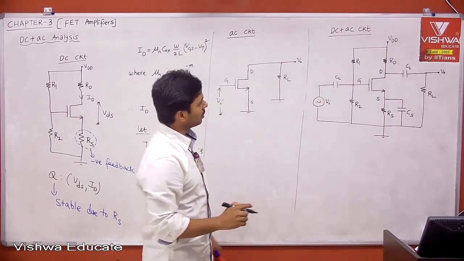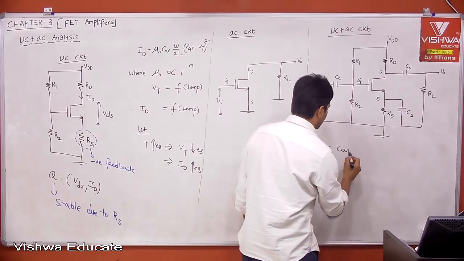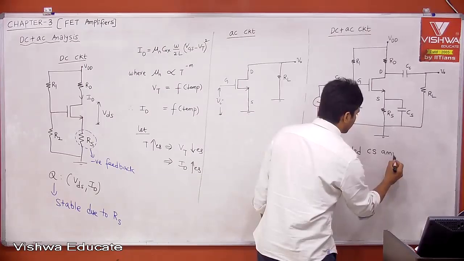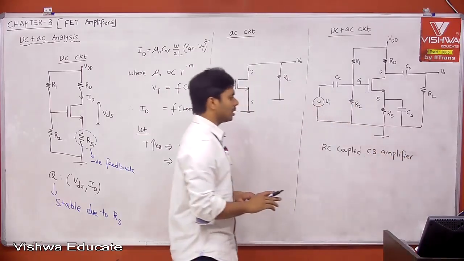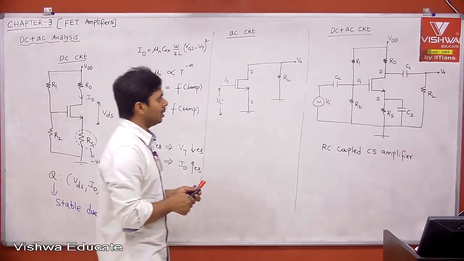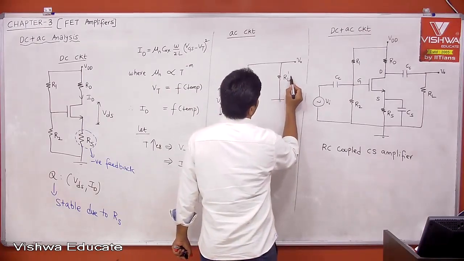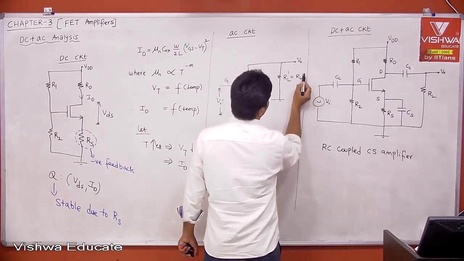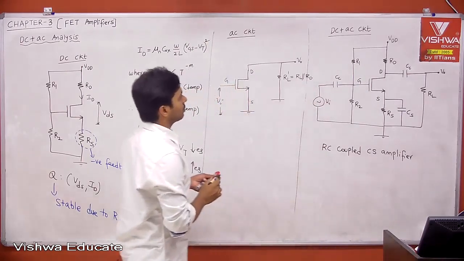Therefore, what is the name of the circuit? This is nothing but an RC coupled CS amplifier, common source amplifier. Similar to your BJT. It is not direct coupled, right? RC coupled CS amplifier. Therefore, this is not RL, it is RL dash. RL dash will be equal to your RL in parallel to the RD. That is what you will get here.